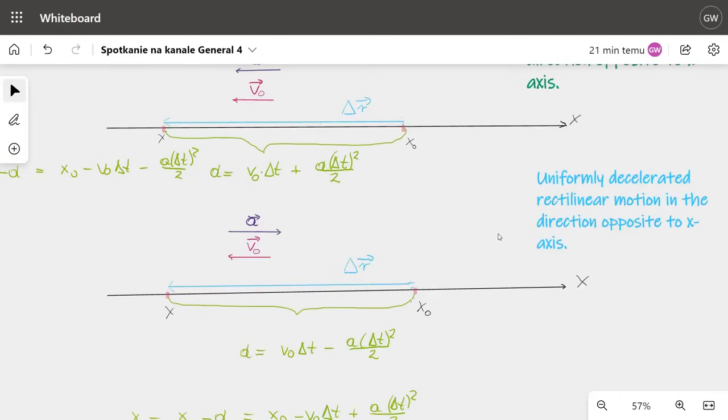The last possibility, it is uniformly decelerated rectilinear motion in the direction opposite to x-axis. You can see it here. In this case, acceleration vector is opposite to velocity vector. You can see it here.